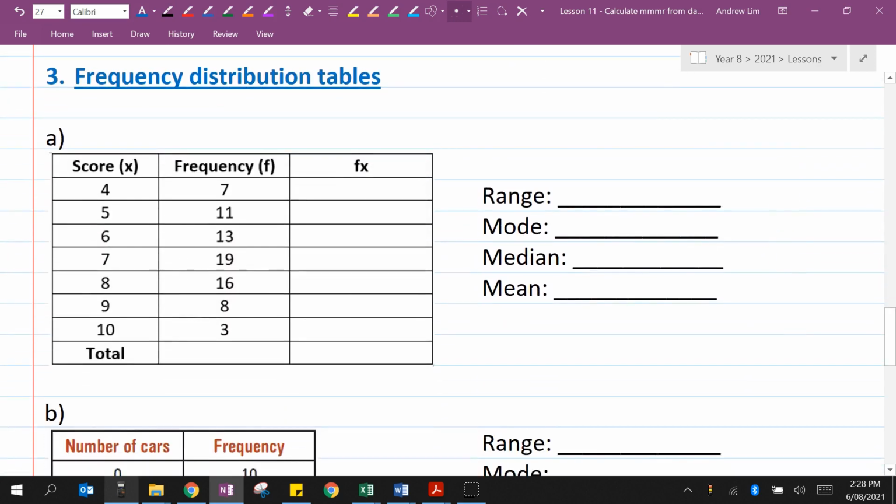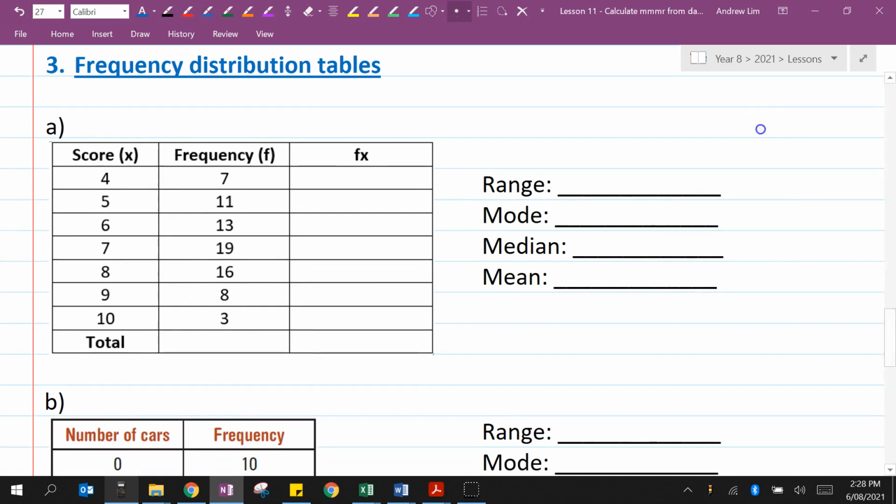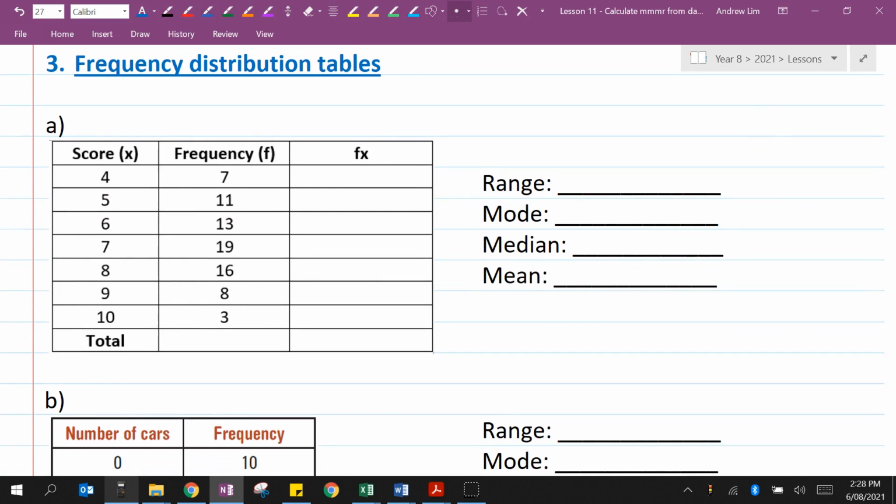Okay, next question. Frequency distribution tables, range, mode, median, and mean. The first thing I would do is I would complete an fx column, which means the frequency times the score, and also these totals. These totals will help with the mean. So what do I mean by fx, or f times x?